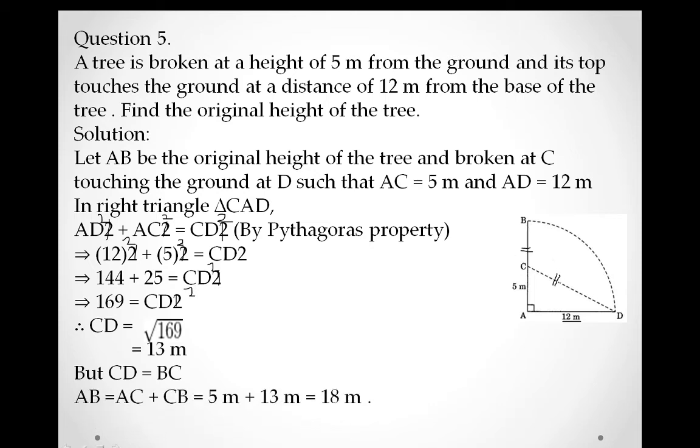So this part, if it is 13, that means it is also 13. So 13 plus 5 is equal to 18 meter. Thus the original height of the tree is equal to 18 meter.